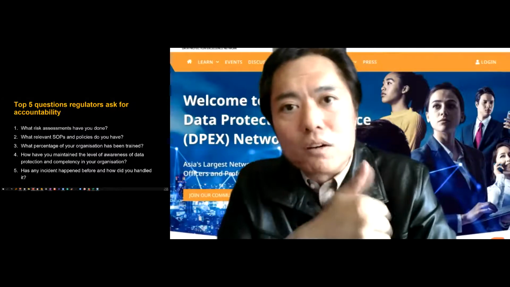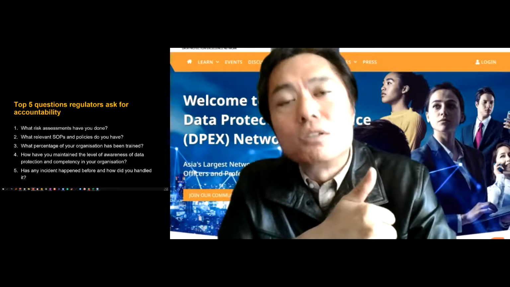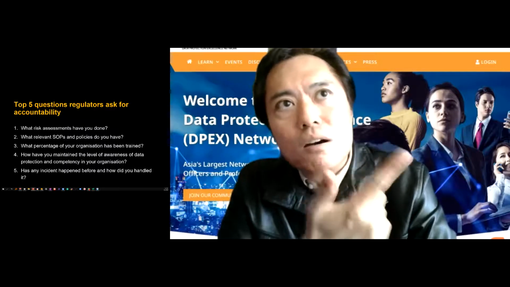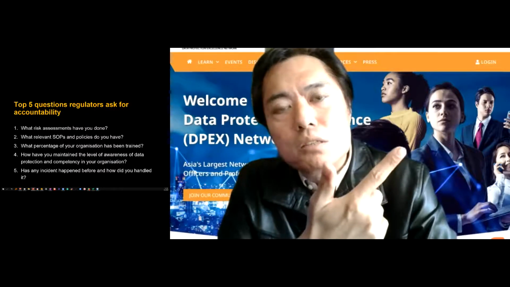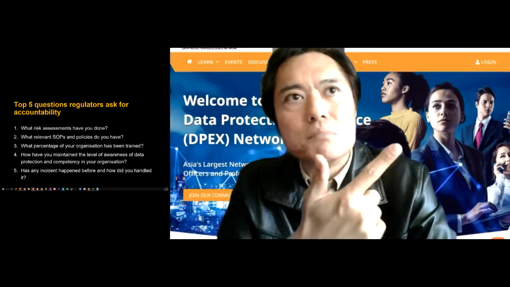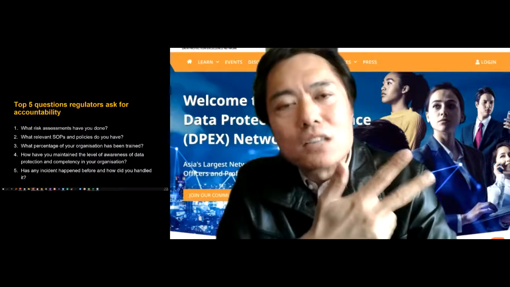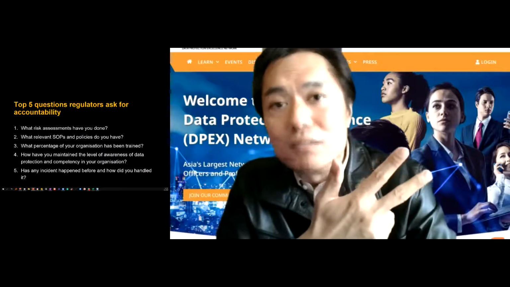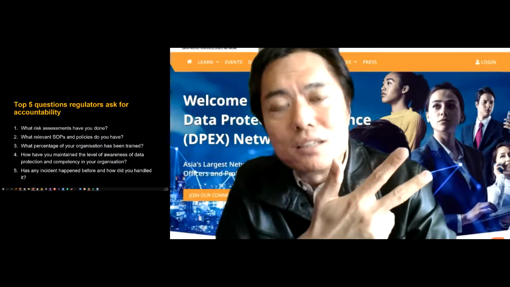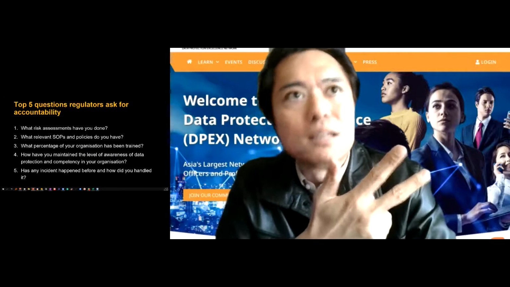Ready? What risk assessments have you done? What would you show? What relevant SOP and policies do you have? Maybe most companies can do that. Look at the phrasing of this question. What percentage of your organization has been trained? Not whether you've done any training. What percentage? What does that mean? You actually have to have records to show them.